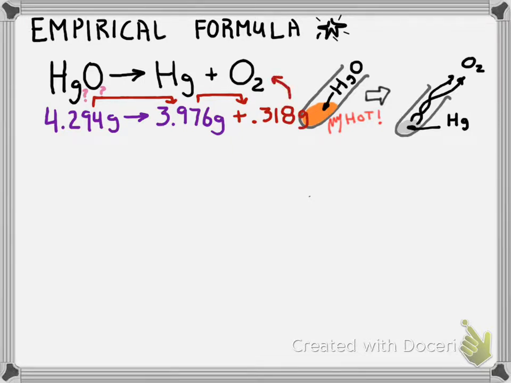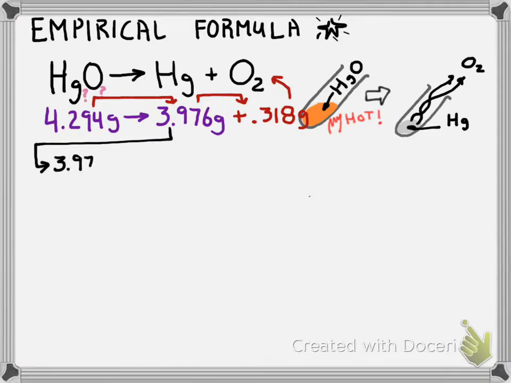Now, from here we want to determine from this information how many atoms of mercury and how many atoms of oxygen are in the compound. It turns out that it's a little less work to figure out the number of moles, and the ratio works out to be exactly the same. So instead of figuring out atoms of mercury and oxygen, we're just going to determine the number of moles of mercury and oxygen in this compound.